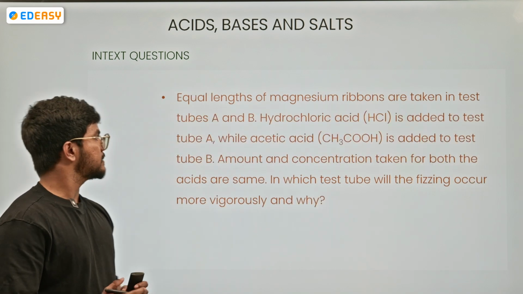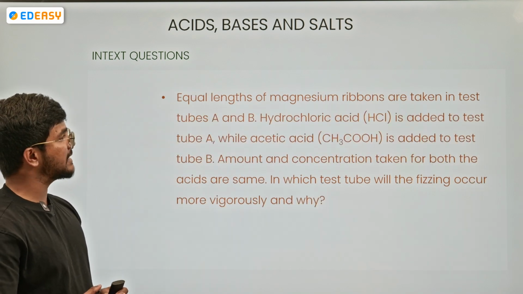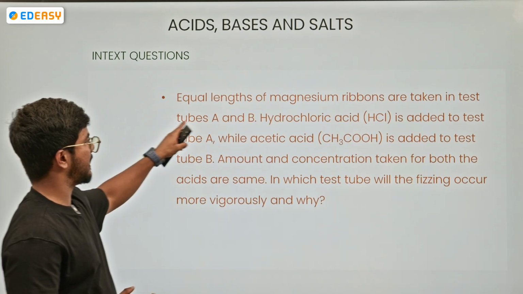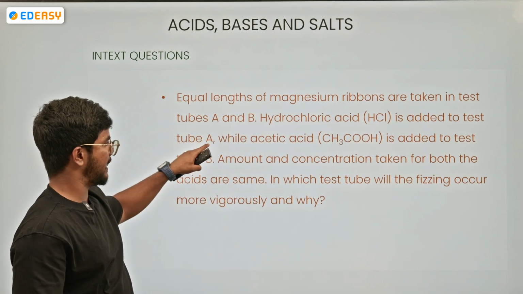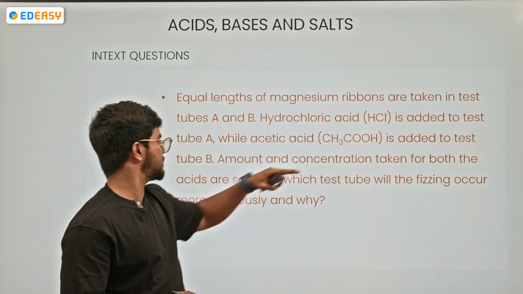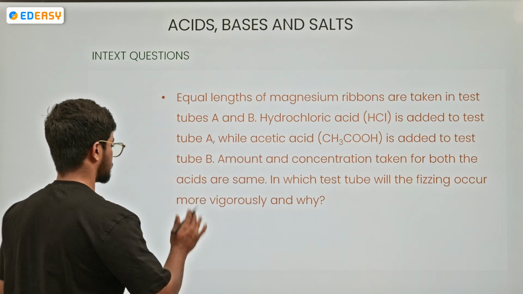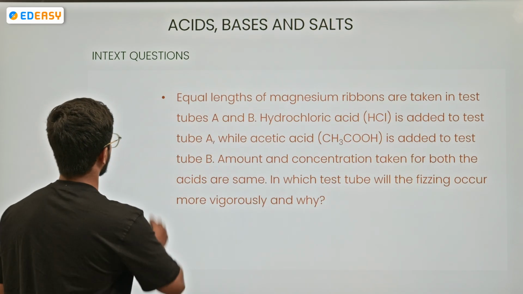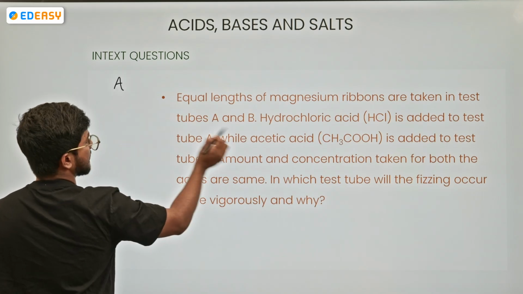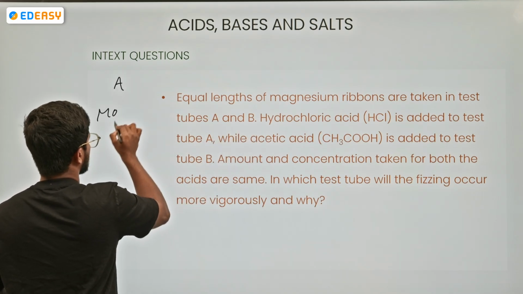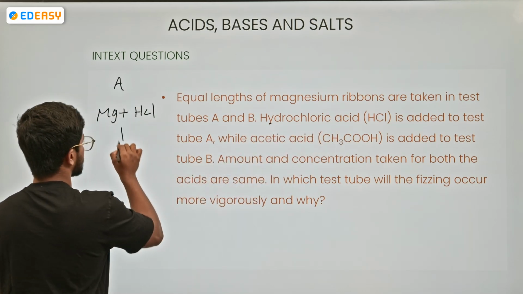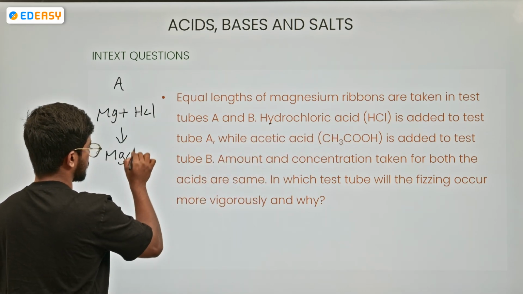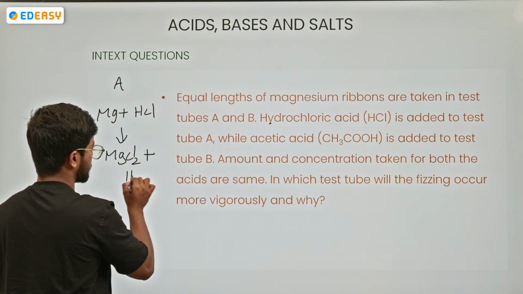Okay. Next, equal lengths of magnesium ribbon are taken in test tubes A and B. Hydrochloric acid is added to test tube A and acetic acid is added to test tube B. So here, test tube A contains magnesium ribbon, Mg plus HCl gives MgCl2 plus hydrogen gas.